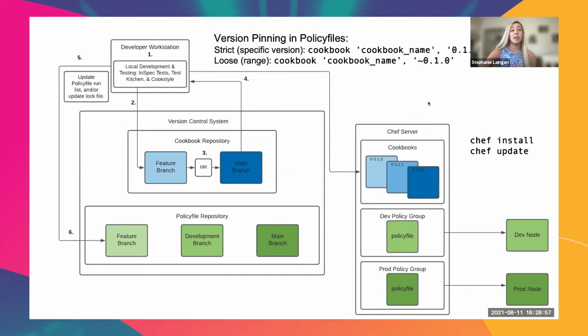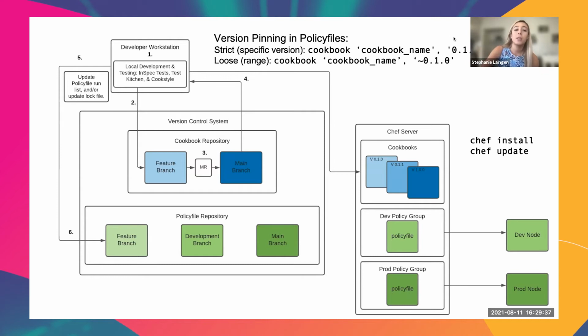In this case, let's say we started out at version 0.10, and the developer who had a change accepted into the main branch made a minor change, and this is semantic versioning, so that would update it to 0.11. If we specified the version of our cookbook in our policy file strictly, then we would not be able to grab that new change at 0.11, no matter what we did to our policy file. We would have to manually change that in our policy file.